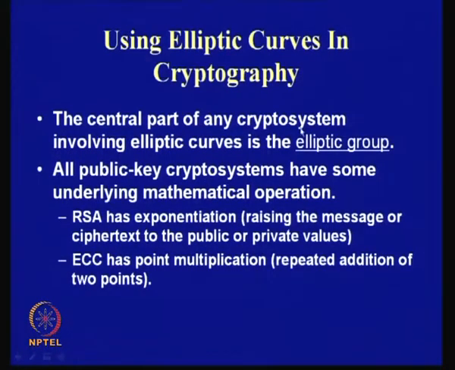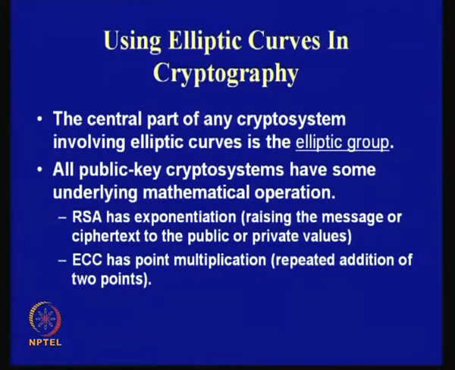So, the central part of any crypto system which involves elliptic curves is the elliptic group. Okay. So, we have studied that if you want to generate elliptic groups, then in order to do that we define certain operations. So, the operations mean that we take 2 points on the elliptic curve and we define what is meant by addition on these 2 points, right. So, we define what is meant by point addition and what is meant by point doubling.